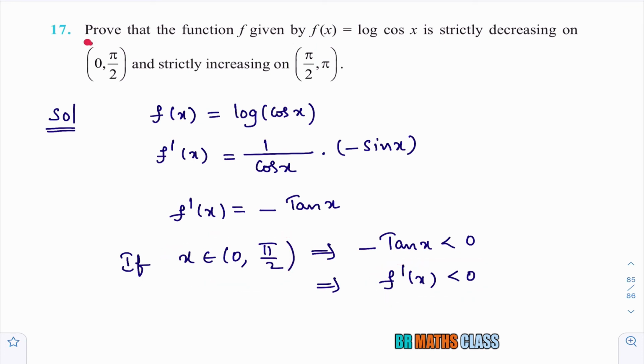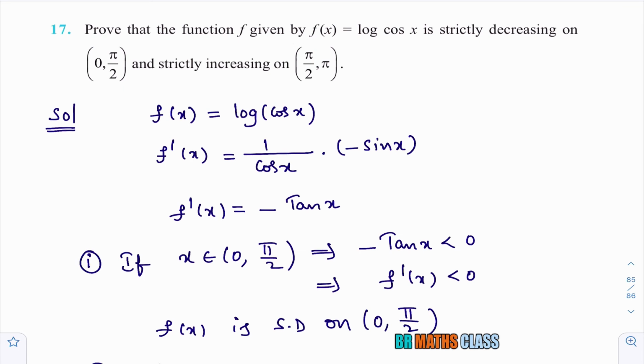So what they are asking, prove that this function is strictly decreasing on this interval. Yes, on this interval f dash of x is strictly less than 0. So I can say that f of x is strictly decreasing on open interval 0, pi by 2.